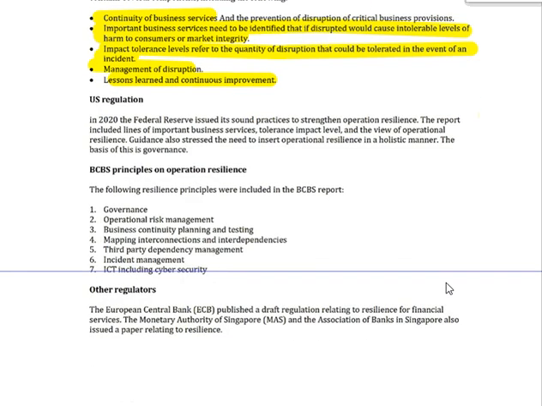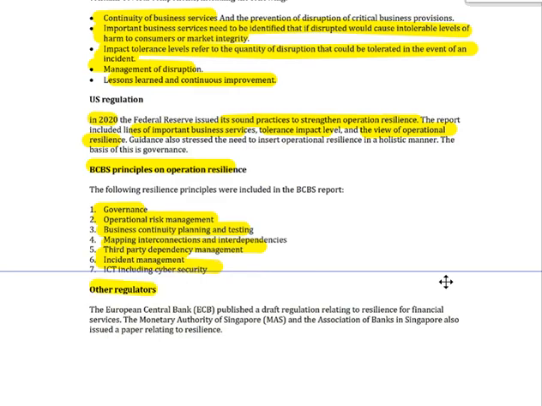The US regulators, what did they say? In 2020, and you can see it's fairly new, this concept of resilience, they issued its sound practices to strengthen operational resilience, and they included lines of important business services, the impact tolerance, everyone knows how much can we bear, and the view of operational resilience. BCBS, the Basel guys, what did they say? They said we're looking at governance, op risk management, business continuity planning and testing, mapping interconnections and interdependencies, third-party dependency management, and we'll talk about all of these in much greater detail. Have no fear, a lot more detail on this subject is coming. Incident management and ICT, including cyber security.